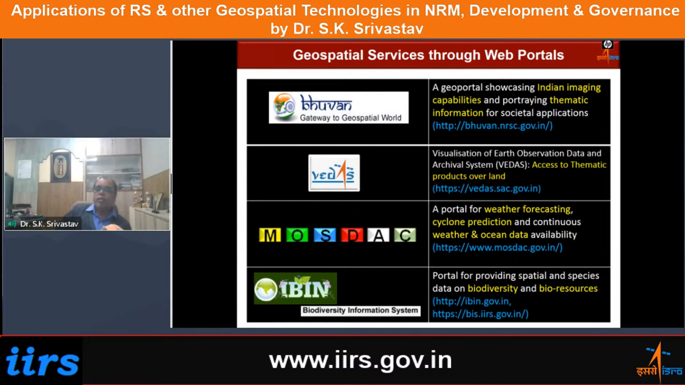And if you are looking for biodiversity related information, there are two portals hosted by our institute, IIRS. The first portal is called IBIN, Indian Bioresource Information Network, and the other is the Biodiversity Information System, BIS. So these are the five important geo portals, and there are also certain portals developed by other ISRO centers as well.